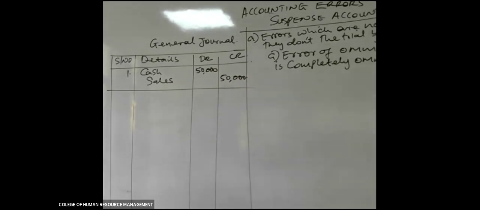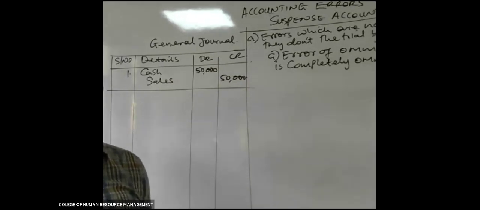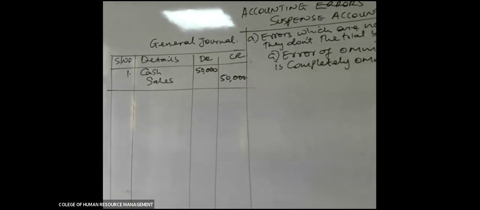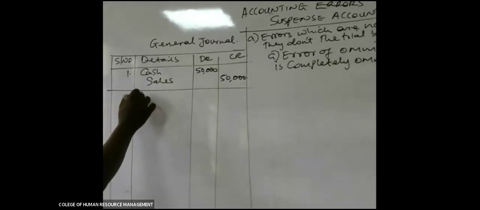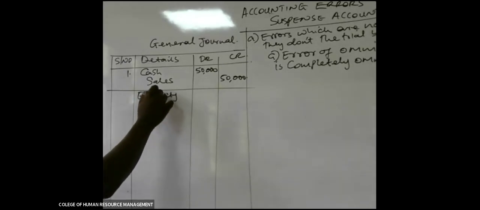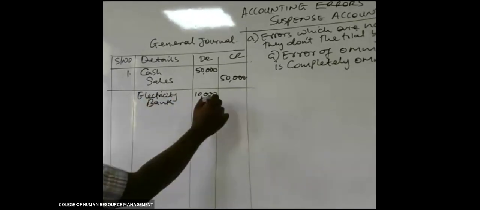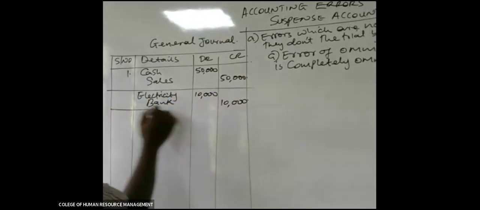You can find that electricity of 10,000 paid by check was completely omitted from the books. Which account will you debit and which one will you credit? Debit electricity account. Yes, you come here and debit electricity 10,000. Then it was paid by check, so it is going to reduce the bank balance by 10,000. You credit bank. That is sorted.